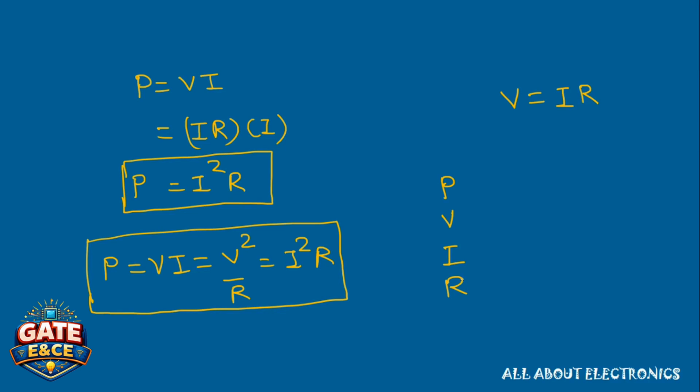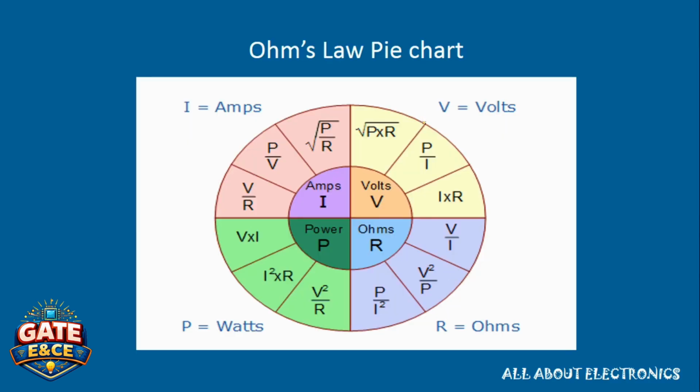So let's see this pie chart which shows all the possible relationships between the voltage, current, power and resistor. Here if we know any two parameters in the circuit, let's say we know current and power, then we can find the remaining two parameters. If we know current and power, then the voltage can be defined as P divided by I. Likewise, the resistance R can be defined as P divided by I square. So in this way, if we know any two parameters, we can find the remaining two.